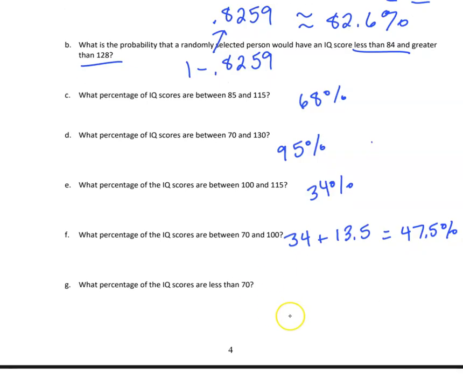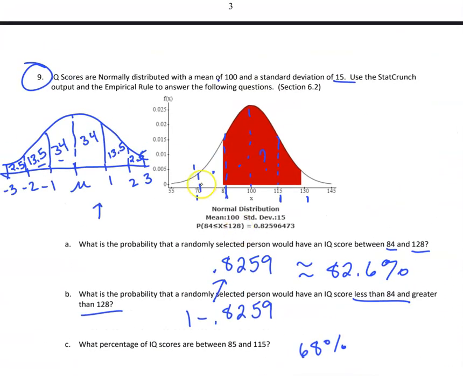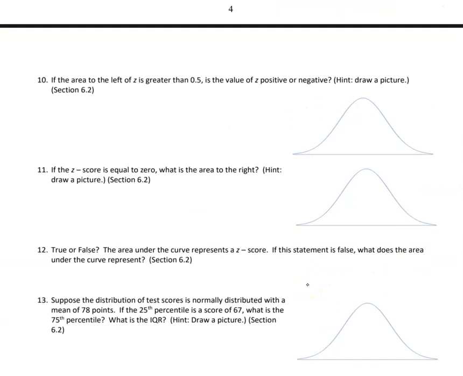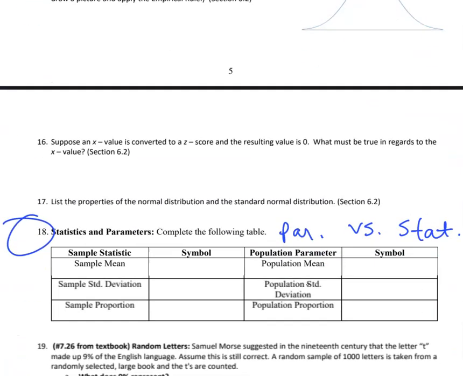And then less than 70, let's take a look at that. Less than 70. So 70, notice, is 2 standard deviations below the mean. So 2 standard deviations below the mean. Less than that is only 2.5%. So that interval below 70 would translate to 2.5% of the entire data using the empirical rule. Let me see, I've got a couple more here.